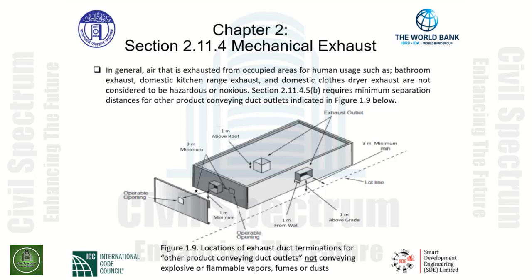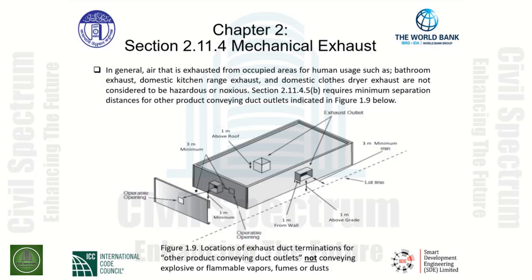As seen here, we have a building that is conveying other product conveying ducts. It does not convey explosive or flammable vapors, fumes, or dust. Therefore, we are given a less stringent requirement. As seen here, if we look on the roof of the building, our duct conveying other product conveying ducts, such as ventilation air perhaps, only has to be 1 meter above the roof.